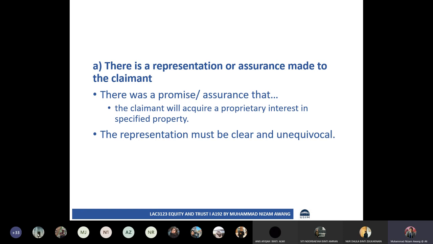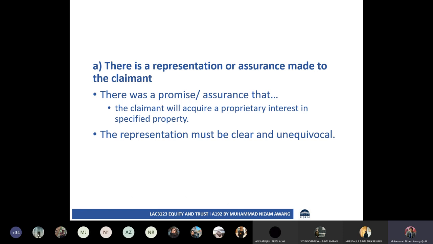If you look at any kind of estoppel, there must be a clear and unequivocal promise, where the promisee must be assured that the landlord promised to give proprietary interests to the promisee. Or you can say landlord and the tenant, or you can say the trustor and the beneficiary, or trustor, trustee and beneficiary.